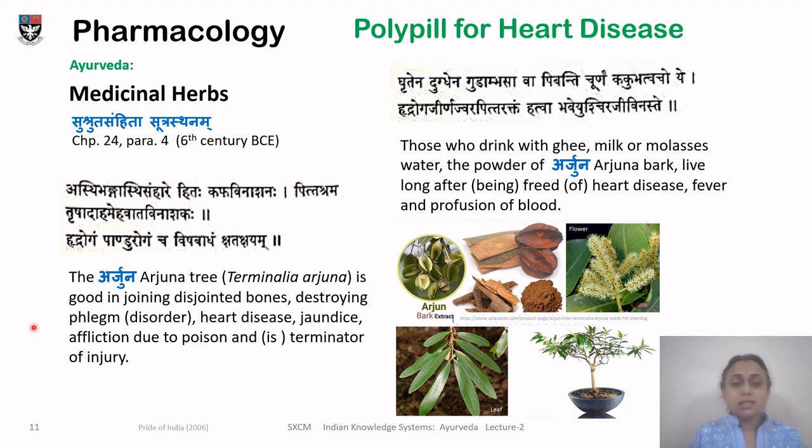It is known to cure heart disease, it's known to cure liver disorders like jaundice, and it is an antidote to several poisons and is also used to recover from any kind of injury. It's mentioned that those who drink the extract of the Arjuna tree bark along with ghee, milk, or molasses water, that's sweet water, live free of heart disease and fever and live with healthy blood in the body. It is no wonder then that Arjuna Rishta and other formulations made using different parts of the Arjuna tree, especially its bark, are used even today as potent medicines to cure and to manage cardiovascular diseases.